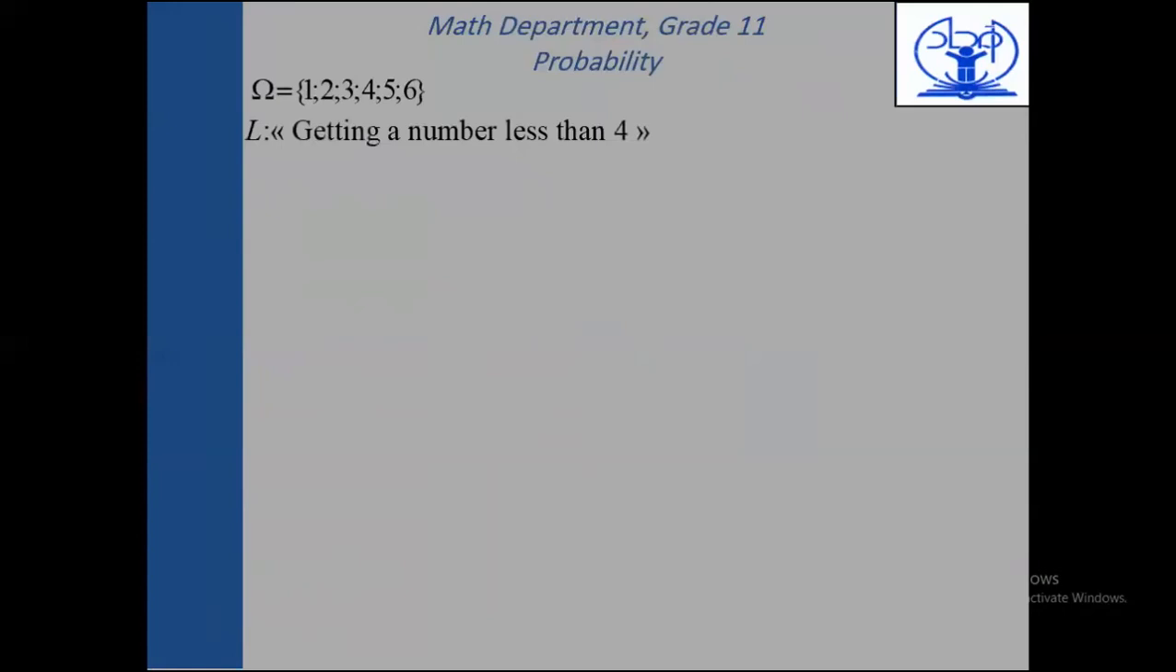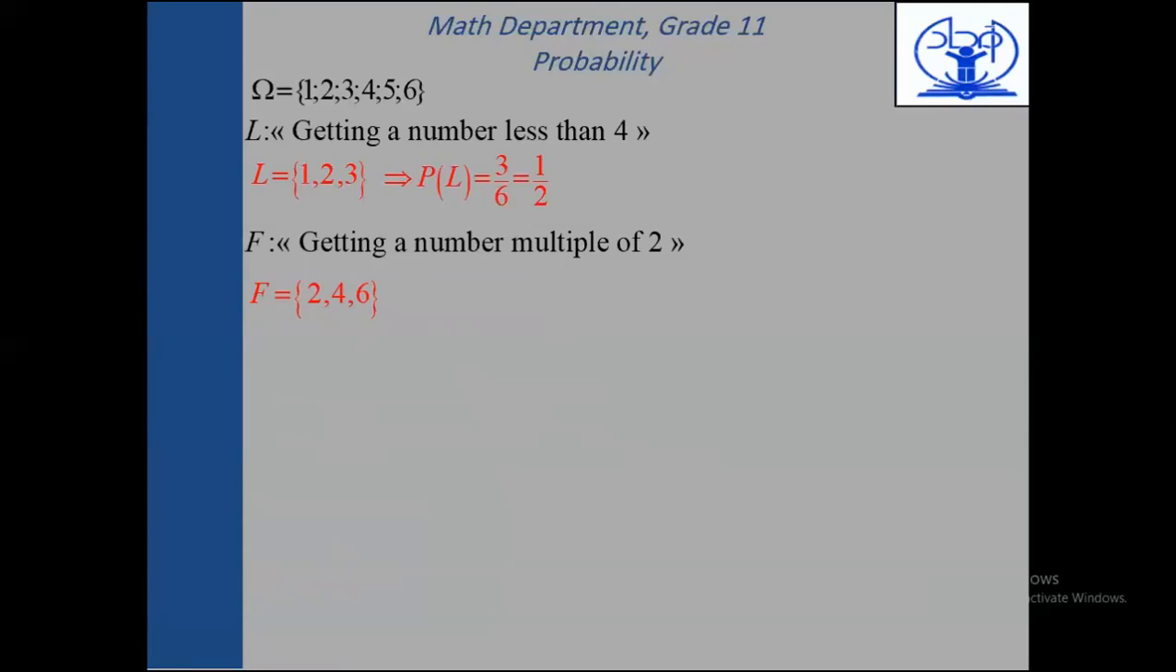Now, what's the probability of L, getting a number less than 4? These are 1, 2, 3, and the probability of L will be 3 over 6, which is half. What's the probability of getting a number that is a multiple of 2? 2, 4, 6, and that's half. What's the probability of getting a number less than 4 or a multiple of 2?